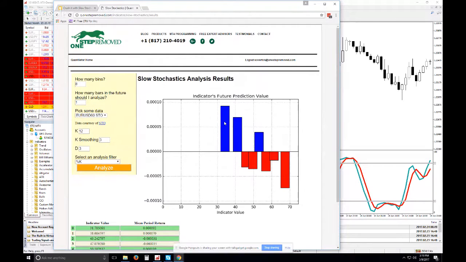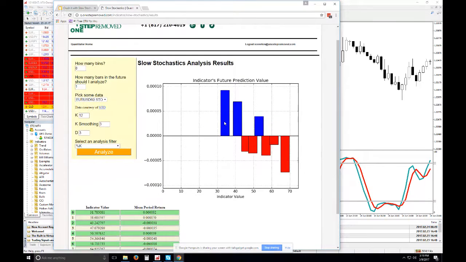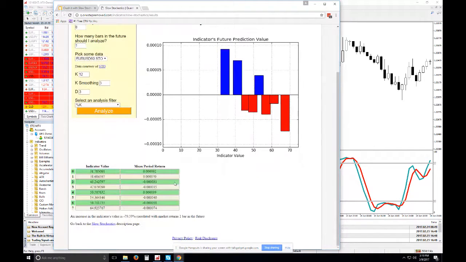And you get a value that's almost predictive of an entire pip when the stochastics is reading in the 30s, especially the low 30s. And again, you get about 3/4 of a pip when the stochastic is reading about in the mid 60s. And so what that tells you is that as stochastics gets more extreme, it follows exactly the theory that it purports to follow, that the predictive value is getting better and better as the stochastics gets more and more extreme.